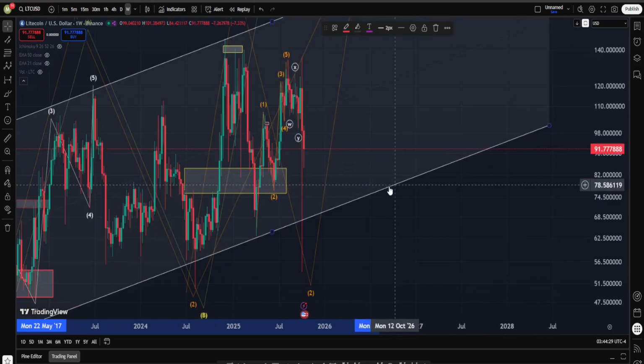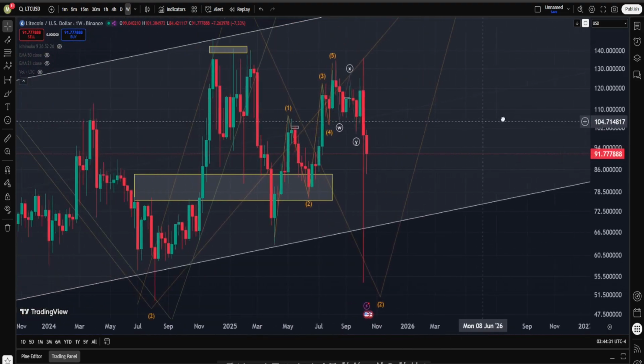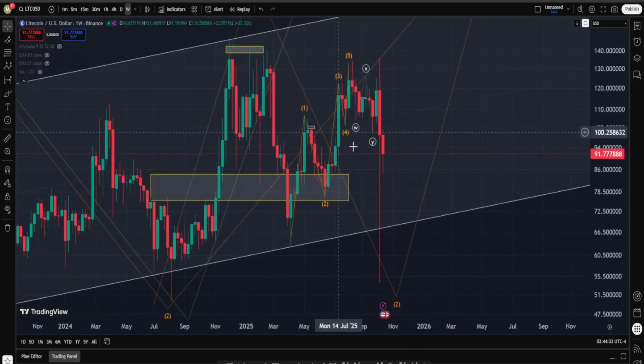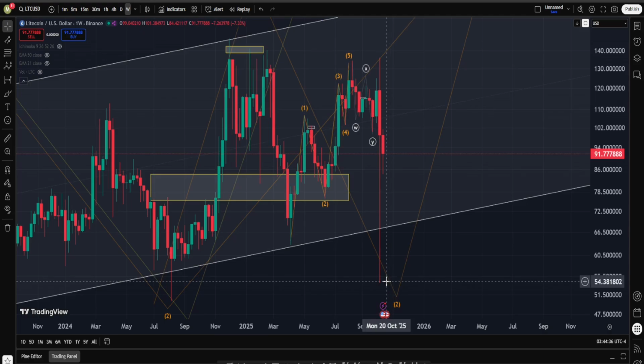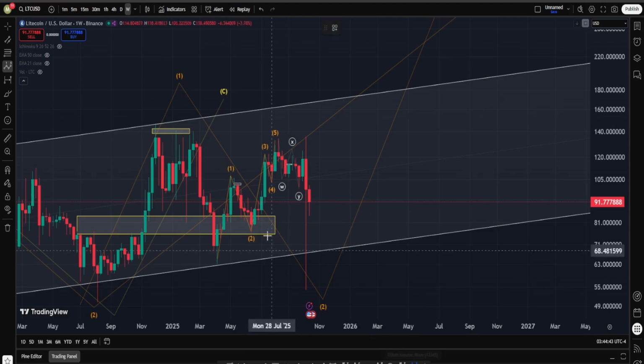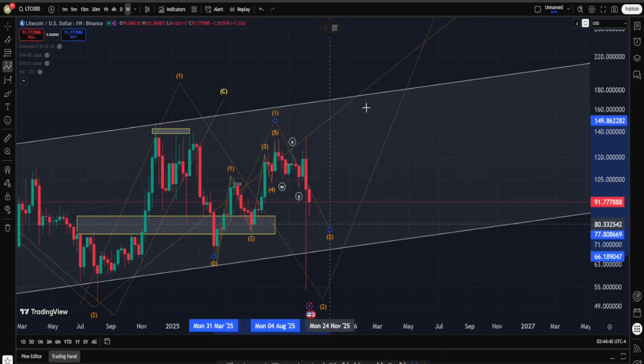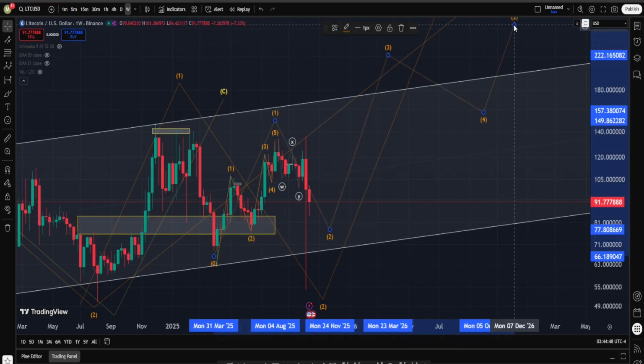Now, about the recent crash, what is going on here? First things first, this chart is on Binance, and as you can see, we wicked all the way down here about $54, and it basically invalidated this 1-2 scenario that we were considering in the previous videos.